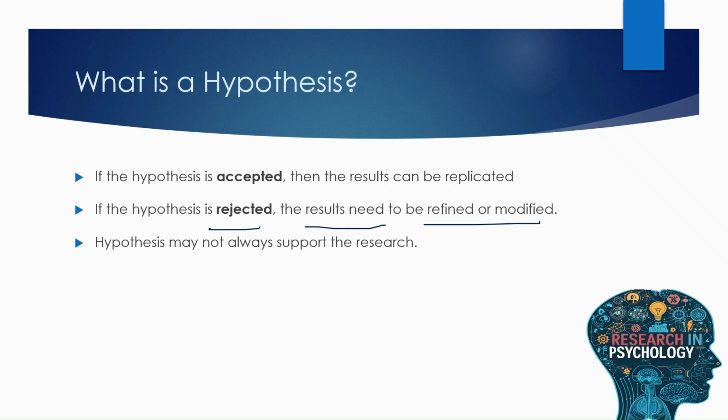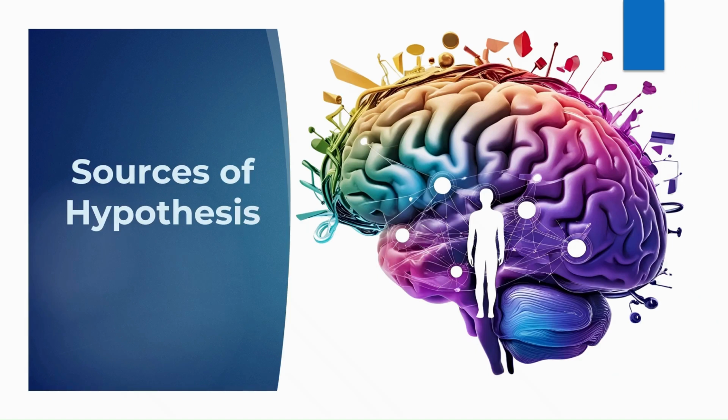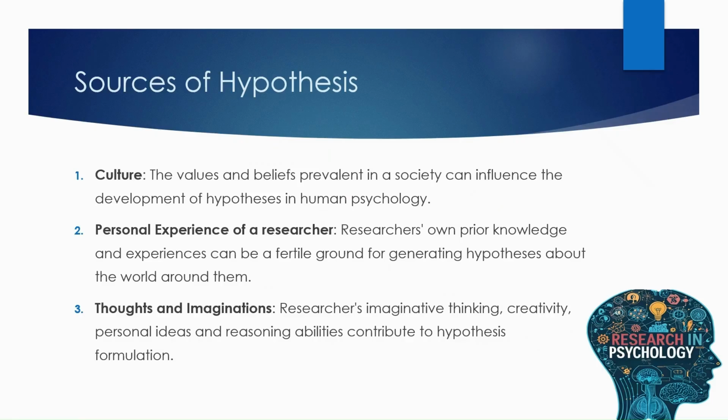All right. Now the hypothesis may not always support a research. We'll see how, when we study the types of hypothesis, I'll explain this part. Why we say that hypothesis may not always support the research. All right. Now let's look at different sources of hypothesis. So the first source that we have to study is culture. Okay, the values and beliefs prevalent in a society can influence the development of hypothesis in human psychology.